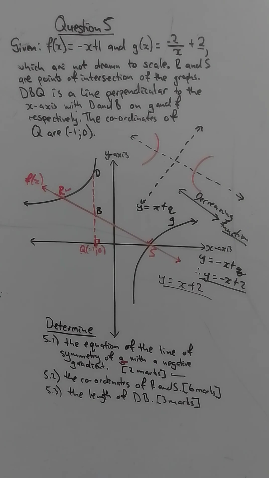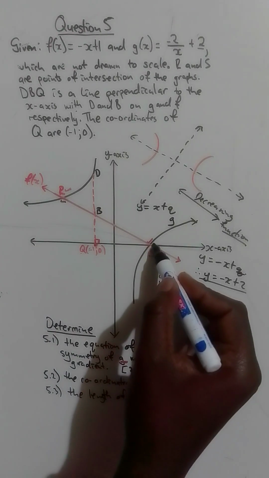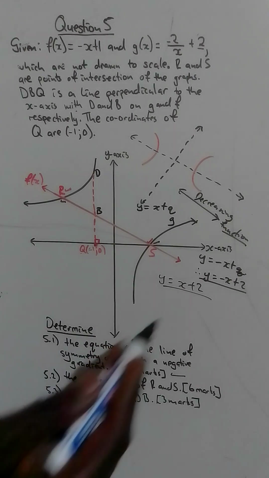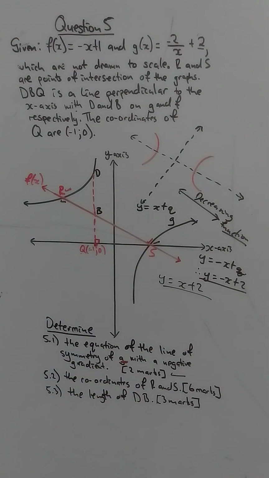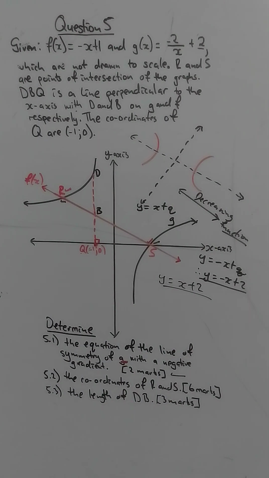Question 5.2 says, the coordinates of R and S, and it has 6 marks. In other words, we must find the coordinates of point R and also the coordinates of point S. So what do we know? These are points of intersection. So what can we do in order to solve this particular challenge?